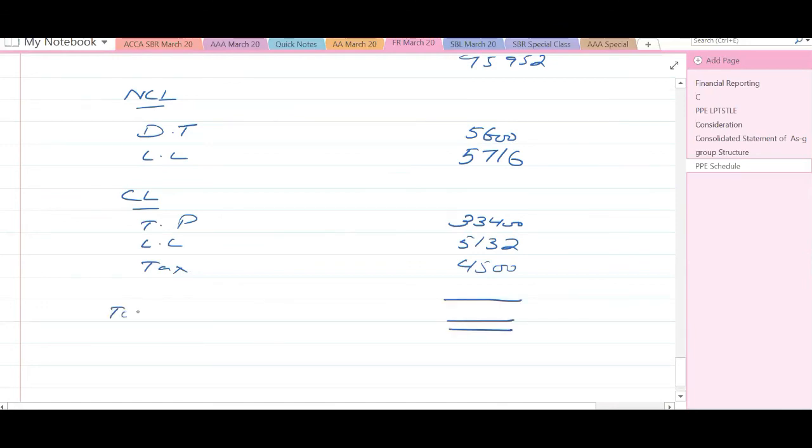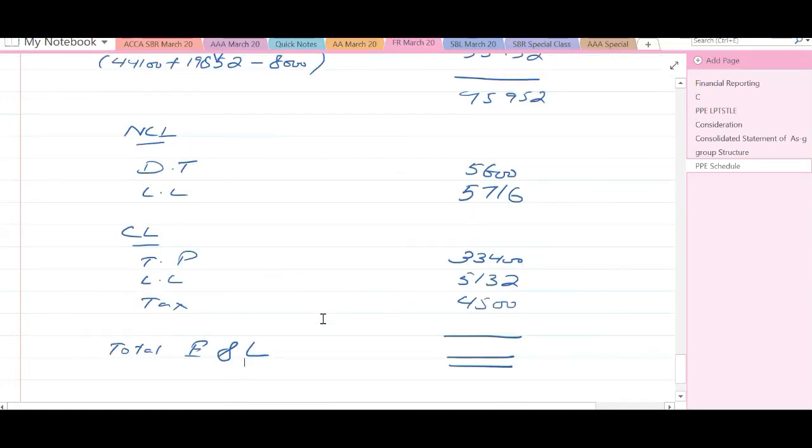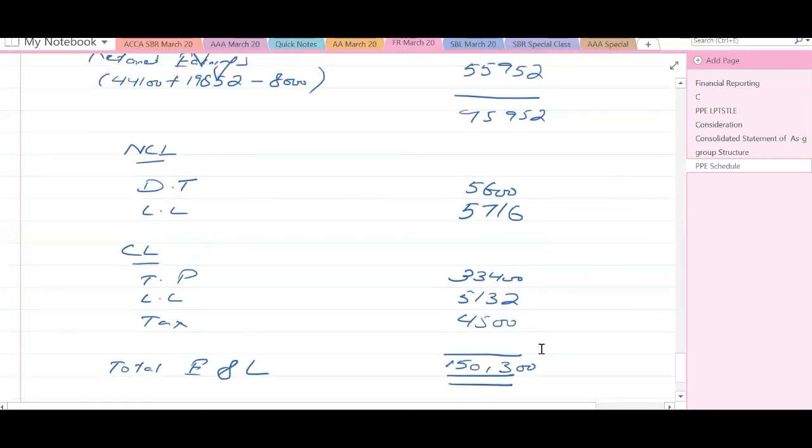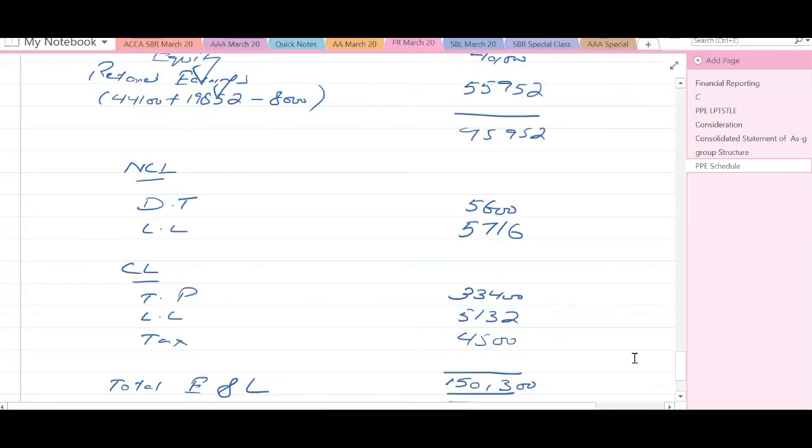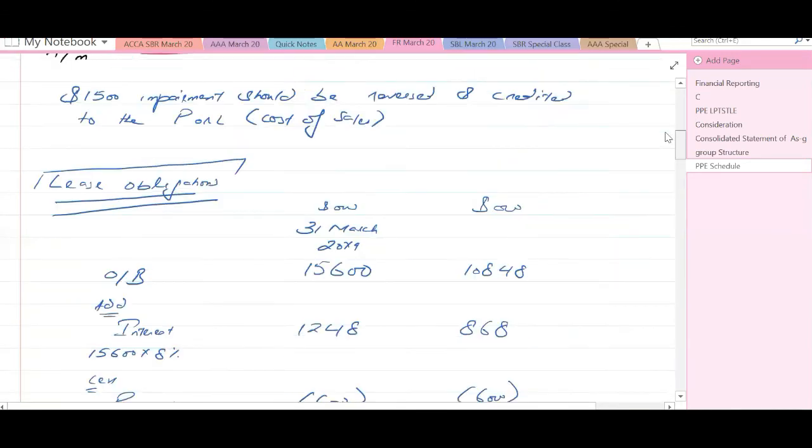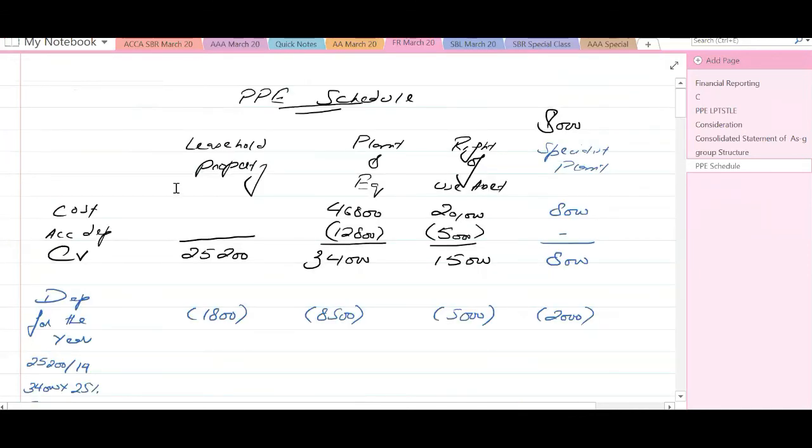Now you have the total of the equity and liabilities. It's 95,952 plus 5,600 plus 5,716 plus 33,400 plus 5,132 plus 4,500. It's 150,300. Is it matching with the total assets? Absolutely yes. So this is your complete question with all of the workings, and the name of the question is Pricewell.